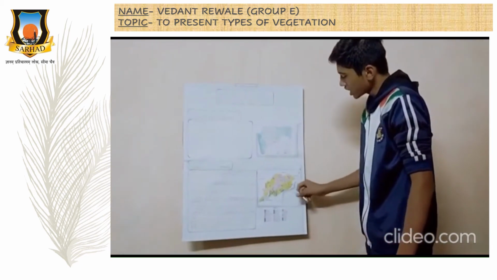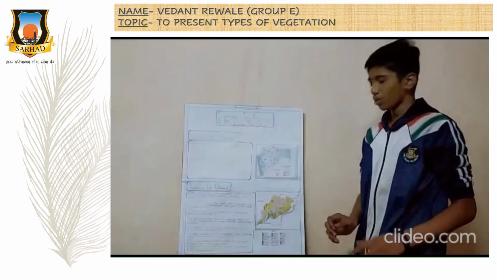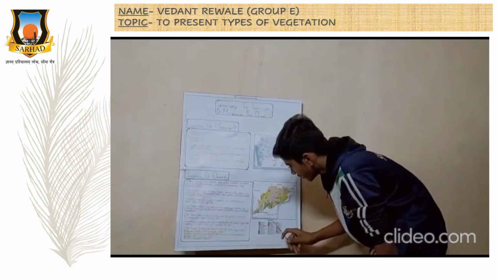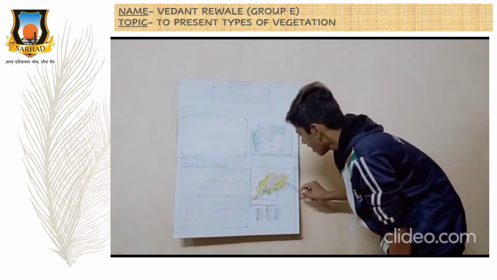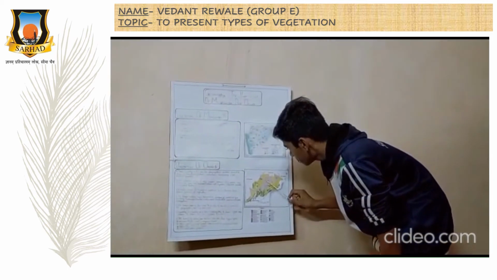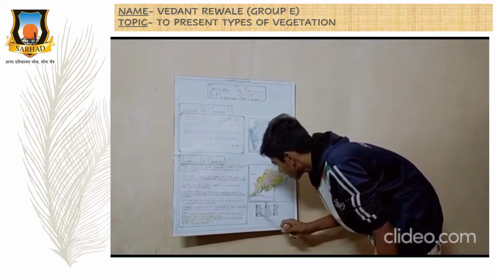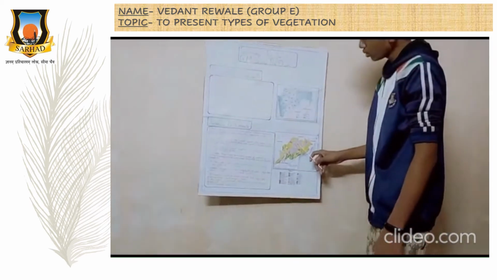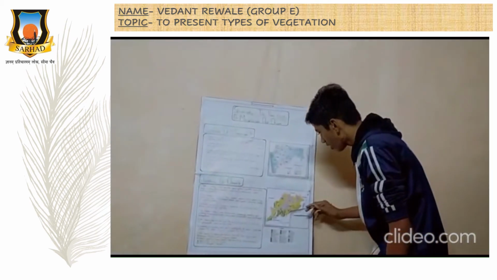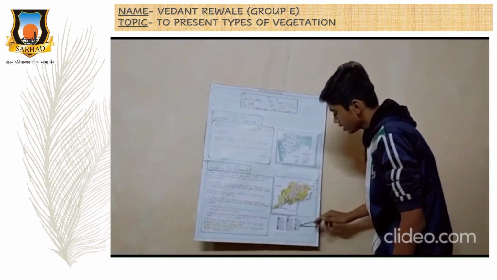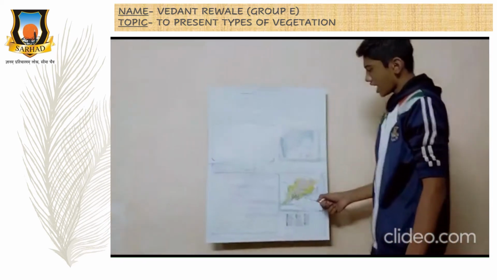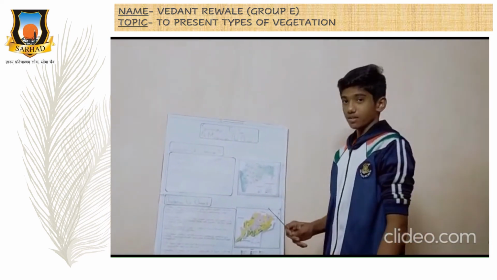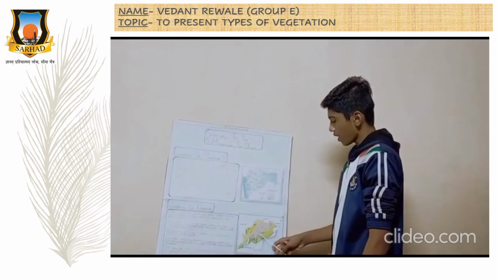In the map, this yellow portion is all agriculture portion. This green portion is dry deciduous forest, and the pink portion is green light bamboos. Means the bamboo trees forest. This blue part is water bodies. So as we see, Odisha has most part of agriculture. Means Odisha has agriculture most.